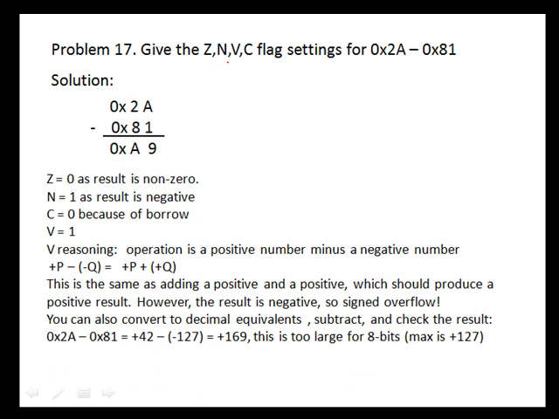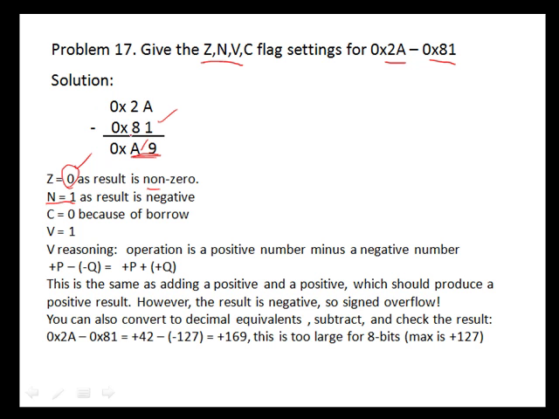Problem 17 asks us to determine these flag settings for the 8-bit hex subtraction 2a minus 81. This hex subtraction 2a minus 81 is going to produce the result A9. This 8-bit value is non-zero, so that means the 0 flag is false or 0. This number right here, the most significant bit is a 1 because this digit here is 8 or greater. So we have a negative result, so the negative flag is a 1.